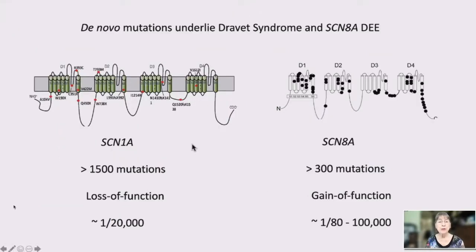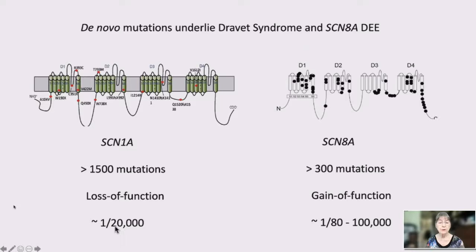Now, both of these genes can give rise to very severe epileptic syndromes as a result of de novo mutations in the affected individuals. And here you see some of the representative patient mutations in SCN1A. More than 1,500 mutations have been identified in this 2,000 amino acid residue gene. By and large, they cause loss of function of the channel, and they occur at a measured incidence of about 1 in 20,000.